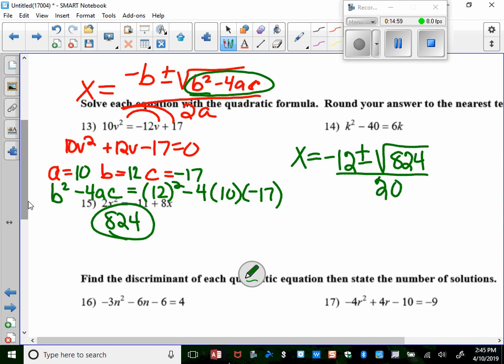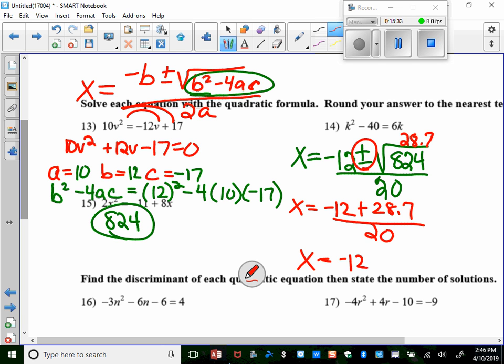All right, so now we have it set up. You write it into two equations. How do you write it into two equations? You just simply split this part. You split the plus and the minus. Okay, so first we're going to find the square root of 824. What is that? 28.7? All right, I'm just going to put it up here so I know. So now I'm going to say x equals negative 12 plus 28.7 divided by 20. And then my other one will be negative 12 minus 28.7 divided by 20.